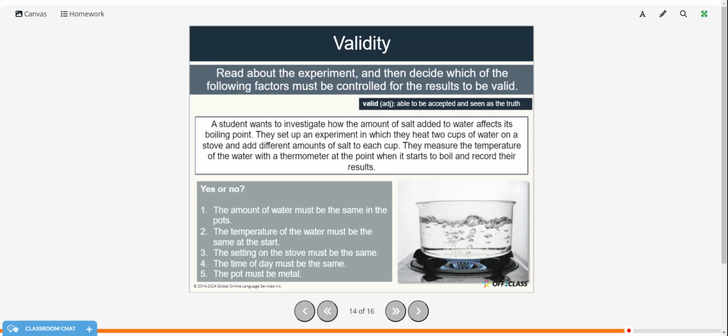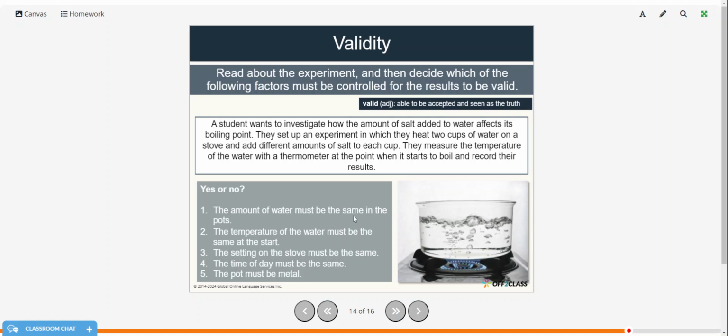So, a student wants to investigate how the amount of salt added to water affects its boiling point. They set up an experiment in which they heat 2 cups of water on a stove and add different amounts of salt to each cup. They measure the temperature of the salt water with a thermometer at the point when it starts to boil and record their results. So we need to decide yes or no whether each of these factors need to be controlled in order for the results to be valid.